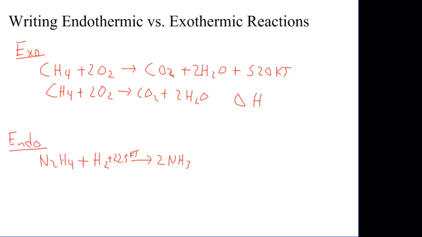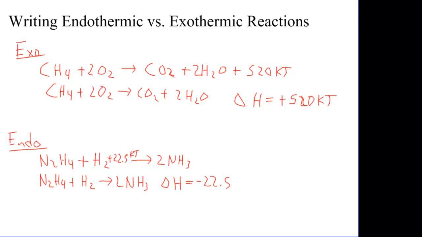In this case, we'll write delta H, change in enthalpy, and give it, it'll be positive for an exothermic reaction, so positive 520 kilojoules. So by seeing the delta H and knowing it's a positive value, you know you had an exothermic reaction. In this case, N2H4 plus H2 forms 2NH3. You would see your delta H value as a negative. This would tell us that it is endothermic. So if you see negative delta H values, you know you have an endothermic reaction. Positive delta H values, you know you have an exothermic reaction.